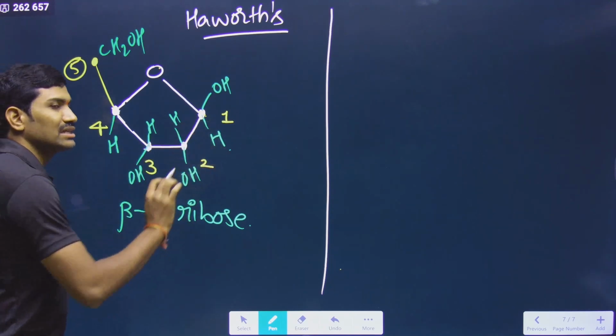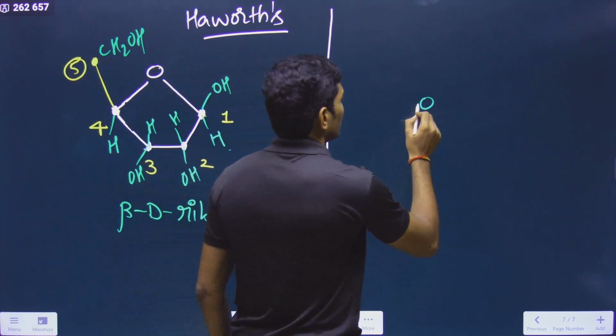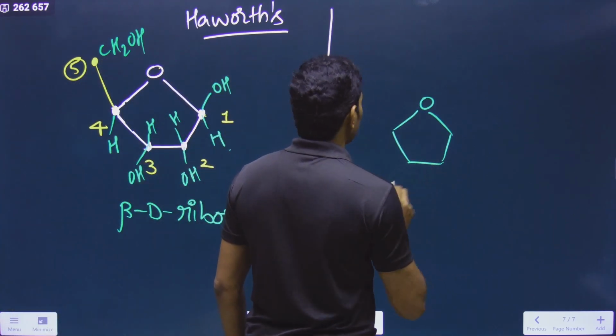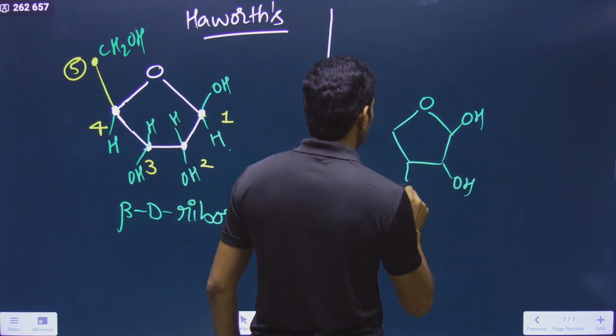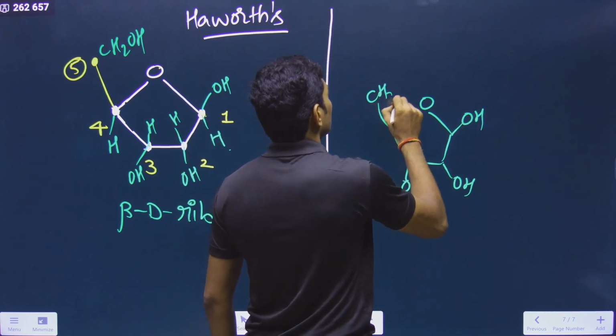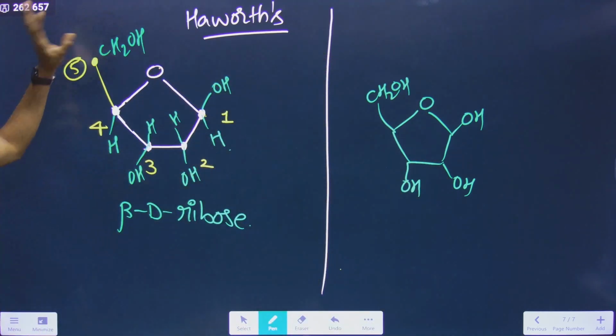Even though you have not mentioned hydrogen, it is okay. But what is the mistake done by the students? So the same thing I am trying to write here without hydrogens. OH, OH, OH, and this is CH2OH. Observe this. OH, OH, OH, CH2OH here.